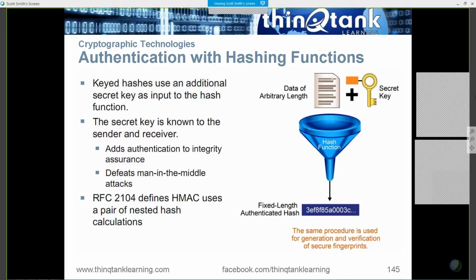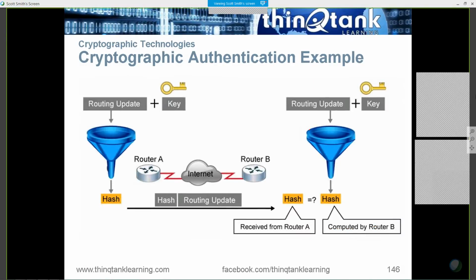The secret key is only known to the sender and the receiver. It's not known to the man in the middle. So even though the man in the middle can intercept the data, there's no way he can regenerate a hash that's effectively verifiable because he doesn't know the secret sauce.